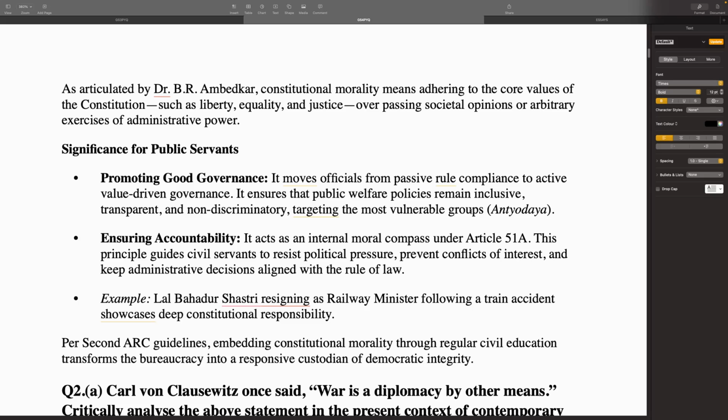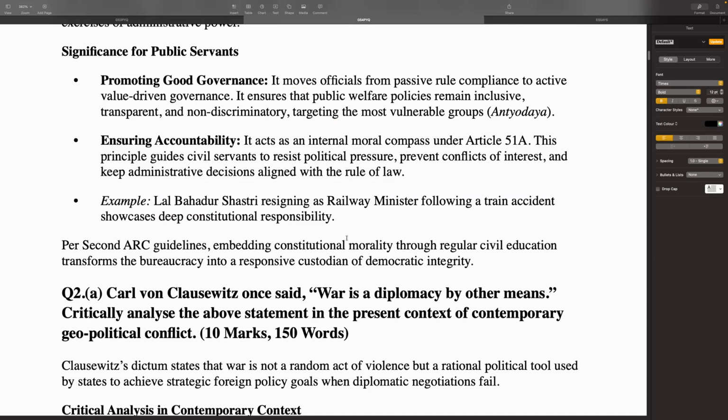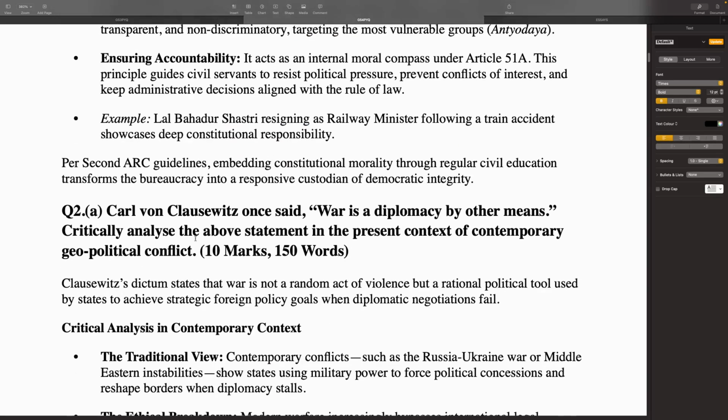This principle guides civil servants to resist political pressures, prevent conflict of interest, and keep administrative decisions aligned with the rule of law. Example: Lal Bahadur Shastri resigning as railway minister following a train accident showcases deep constitutional responsibility. Although that was way back, now ministers do not do these kinds of things. As per Second ARC guidelines, embedding constitutional morality through regular civil education transforms the bureaucracy into responsive custodians of democratic integrity.